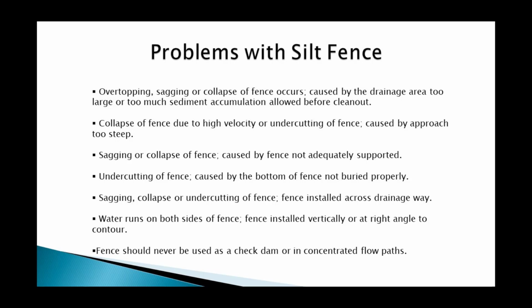Sagging, collapse or undercutting of fence because the fence is installed across a drainage way. Drainage ways will blow out a fence immediately. They are not built for being installed across drainage ways. Water runs on both sides of the fence. The fence is installed vertically or at right angles to the contour instead of parallel. The fence should never be used as a check dam or in concentrated flow paths.